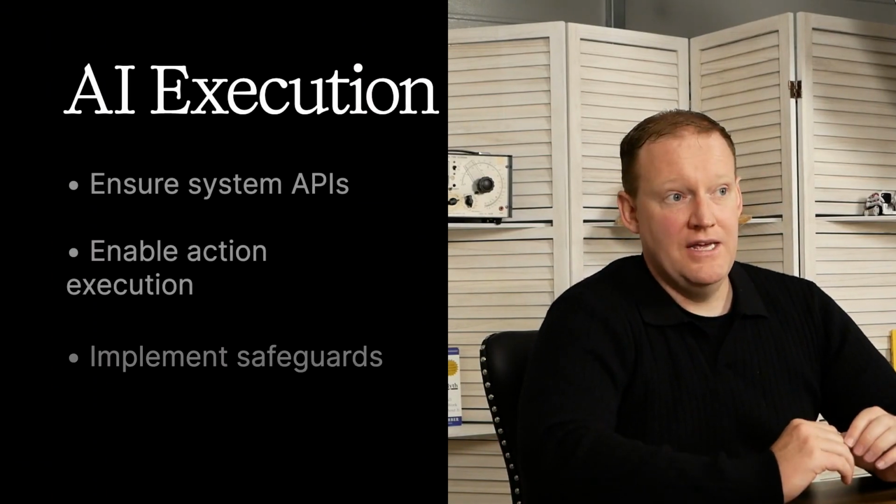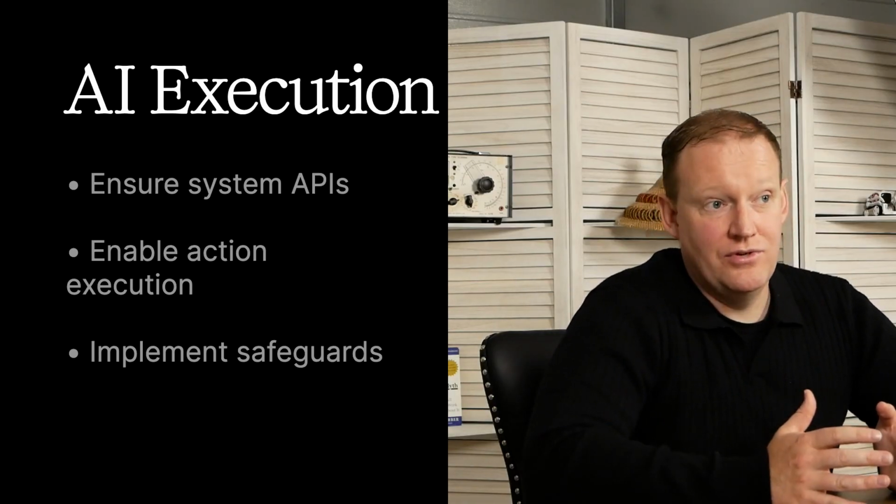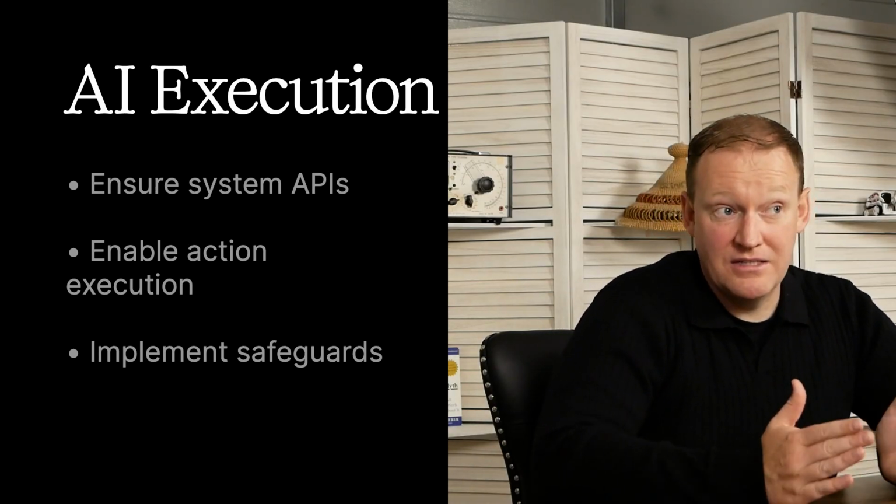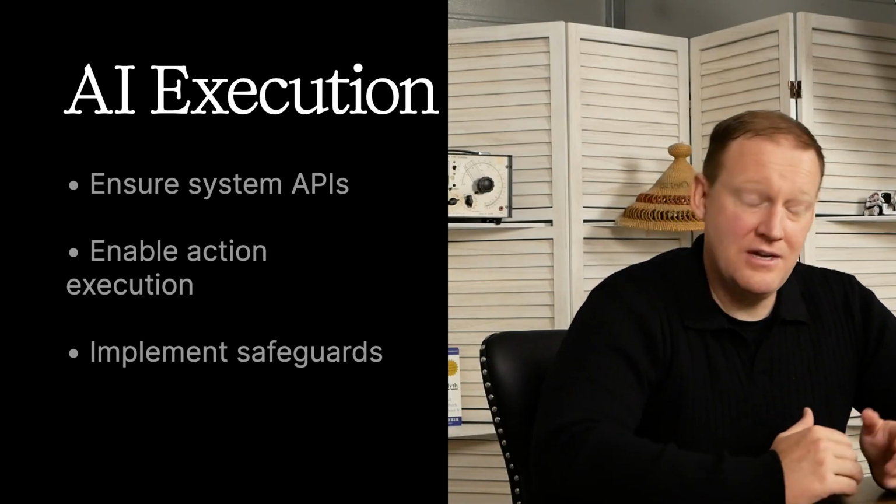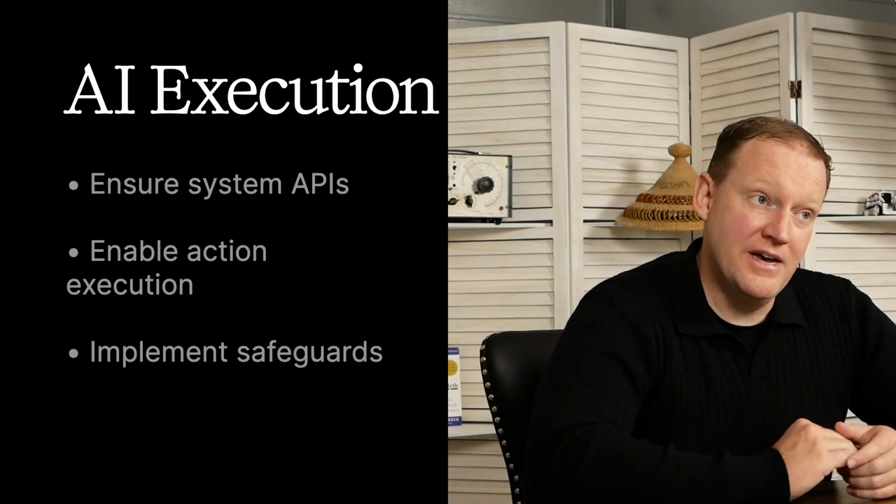The thing you really want to be aware of is that the execution piece can be really, really challenging. You need to make sure that all of your systems have APIs and that they have the ability to execute the actions that you want to do. You also need to put in safeguards to make sure that if it does go weird and wonky, you've got a way to roll back the outcomes.